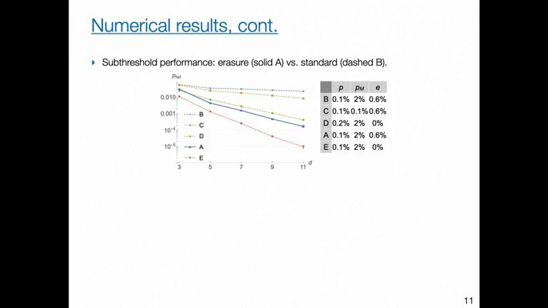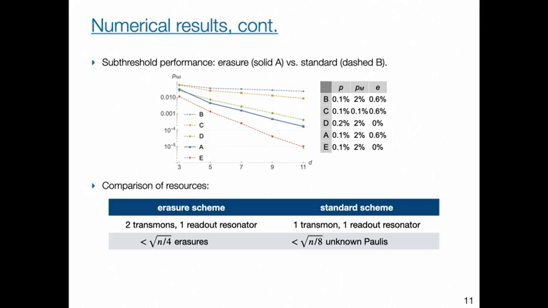Right, so we can compare the different values of Pauli error rate, erasure rate, and measurement error rate. We can see how the logical performance behaves. We see that the erasure scheme can outperform the standard scheme, even if the standard scheme has better fidelities. And at this point, you can be like, wait a second. For your erasure scheme, you need more transmons, right?